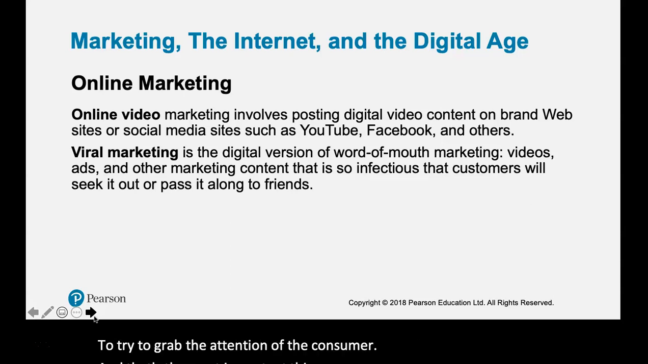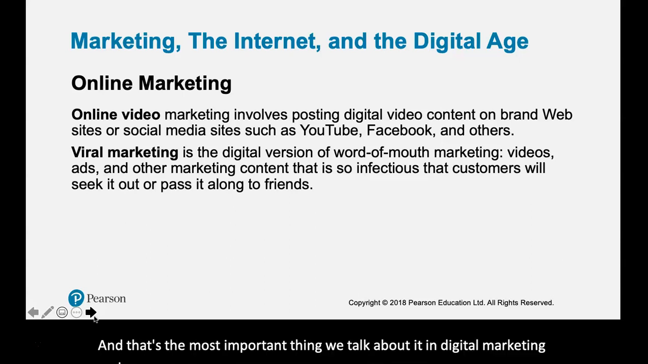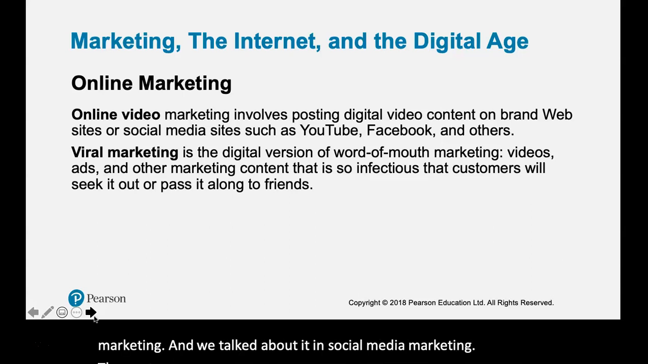We talk about it in digital marketing, and we talk about it in social media marketing. The most important element for a marketer, now remember this, the most important element for a marketer when they're thinking about digital advertising and social media marketing is content. The content has to grab the attention of the viewer. It has to grab the attention and interest.